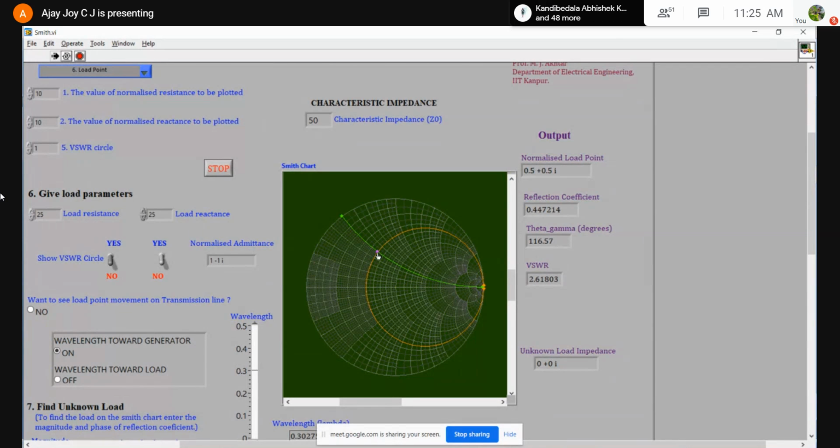And here we can see this point where it intersects is the normalized load point, and if we give a negative value for the normalized reactance, the arc will come.